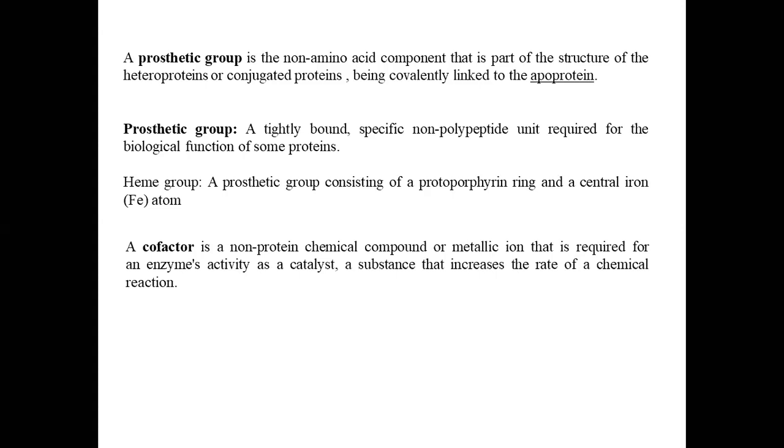Apoprotein. In actual, the non-amino acid part or non-protein part is known as a prosthetic group that helps the protein work properly or helps in the function of a protein, like the heme molecule, zinc and iron, and so many other molecules like zinc finger proteins. If anyone remembers, zinc finger proteins cannot be functional without zinc ion. So these are considered as prosthetic group or cofactor. Heme group is also discussed here, a prosthetic group consisting of a protoporphyrin ring and a central iron atom.